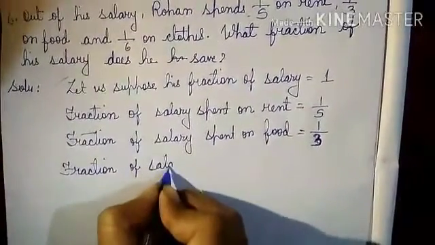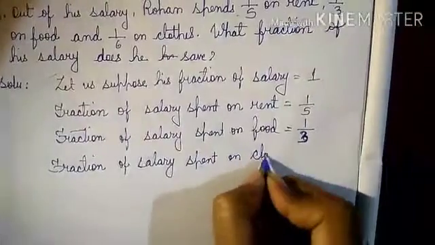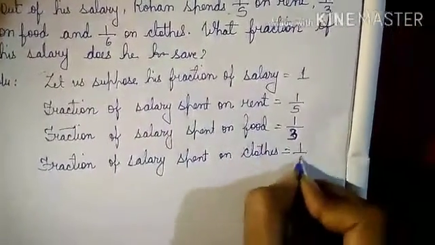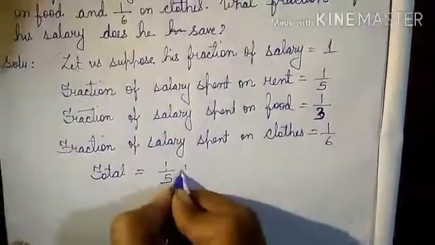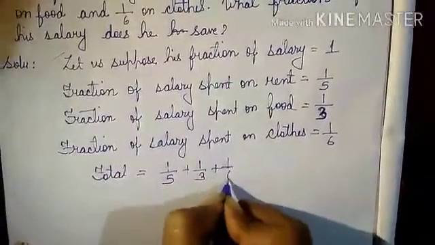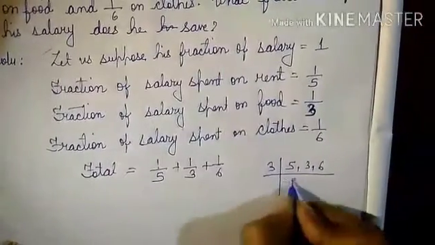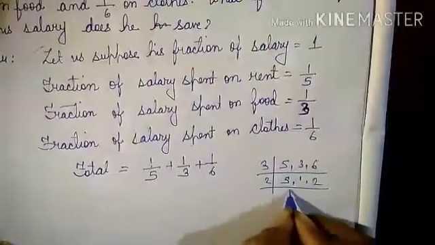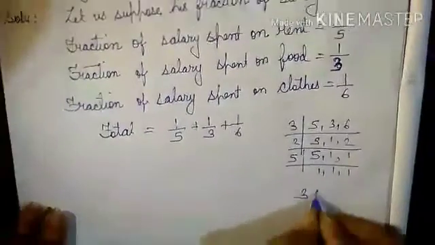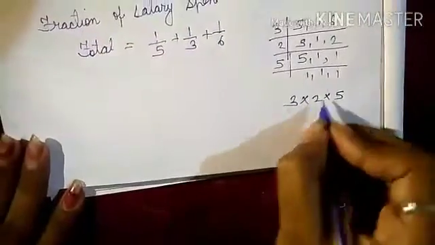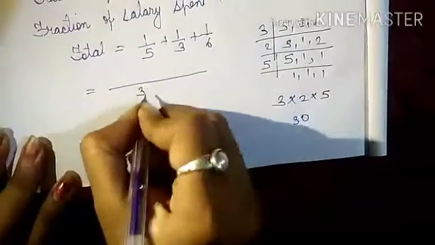First we will add all these fractions of salary spent on rent, food and clothes respectively. So let's add 1 by 5 plus 1 by 3 plus 1 by 6. See, in this case all the denominators are different, so we will take the LCM. The LCM is 30. Now we'll write it under 30.